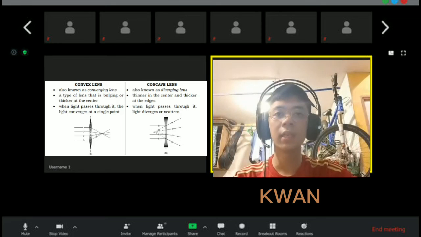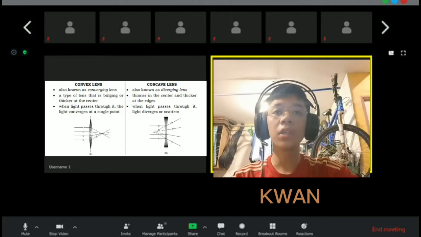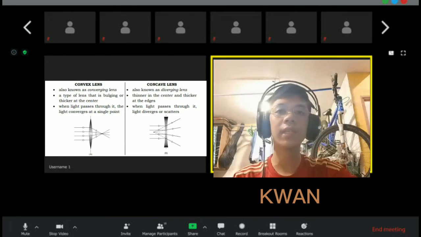Types of lenses. Convex lens, also known as converging lens, a type of lens that is bulging or thicker at the center, and when light passes through it, the light converges at a single point. Concave lens, also known as diverging lens, thinner in the center and thicker at the edges, and when light passes through it, light diverges or scatters.